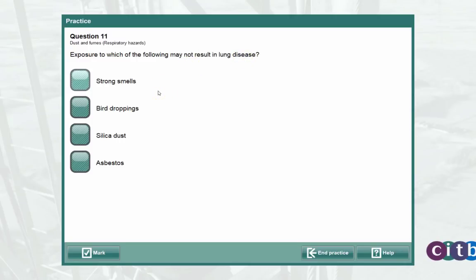Exposure to which of the following may not result in lung disease? Strong smells, bird droppings, silica dust, asbestos.